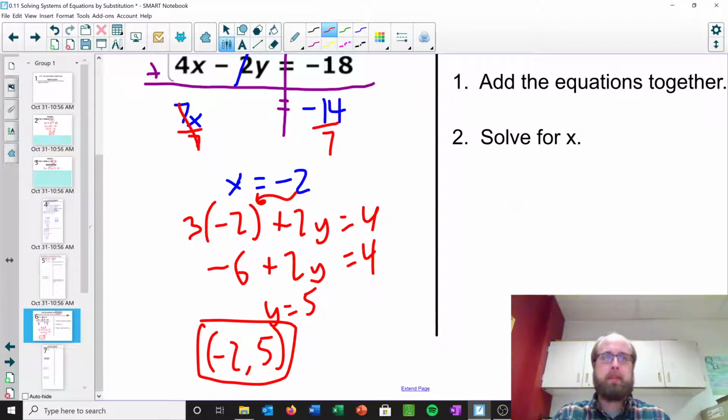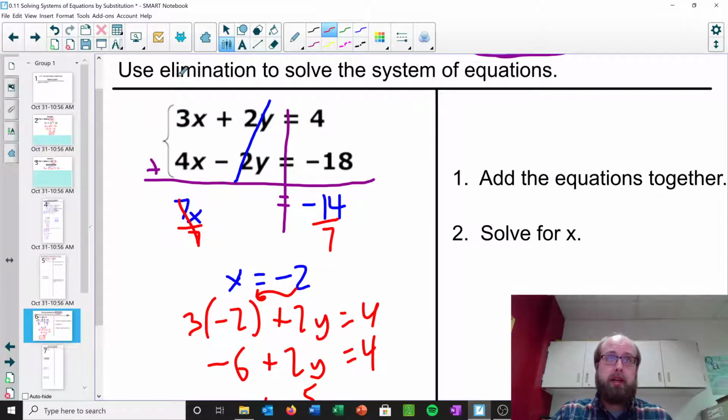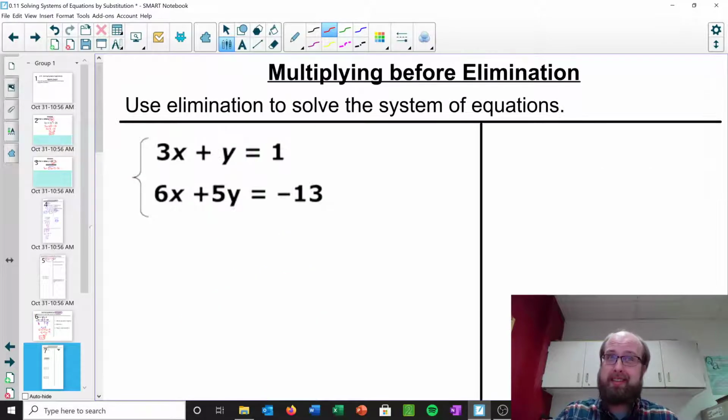All right? And that's elimination. Now, here's the deal. This one was really nice because it already works out. Where I add these together, those y's cancel out. That's not always going to be the case. If I took these and added them together, well, 3x plus 6x, that's 9x. Y plus 5y is 6y. And so I'm not going to get anything that'll cancel here. It's not going to help us to add these together right away.